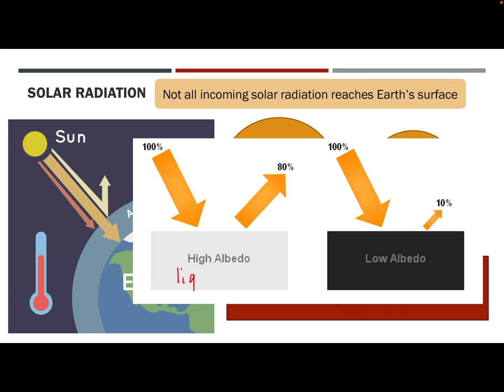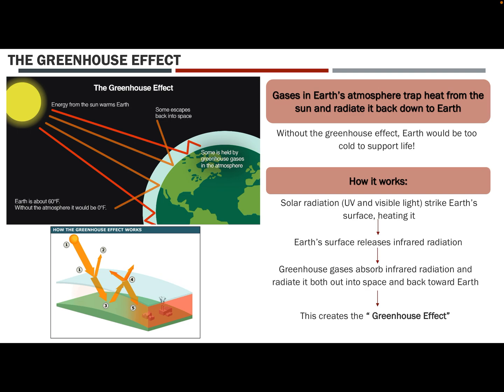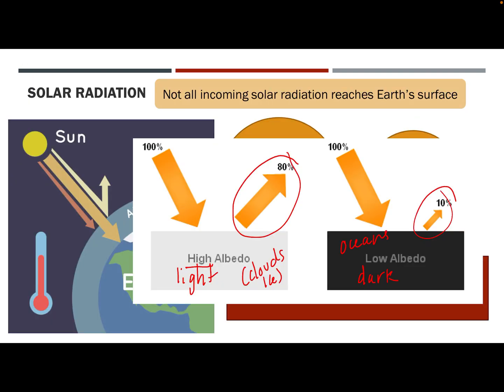Light-colored surfaces have a high albedo because a high percentage of sunlight is reflected back off of it. Dark surfaces have a low albedo because a low amount of sunlight is reflected off of the surface. So this is important when we're talking about our global heating and cooling cycles of the Earth. High albedo things might be clouds and ice. Dark things will be oceans, blacktop, soil. These things are going to absorb heat.